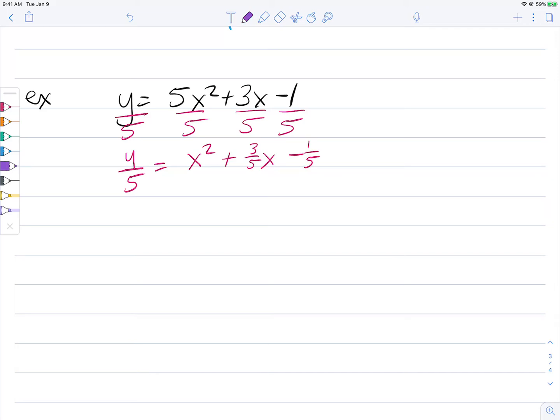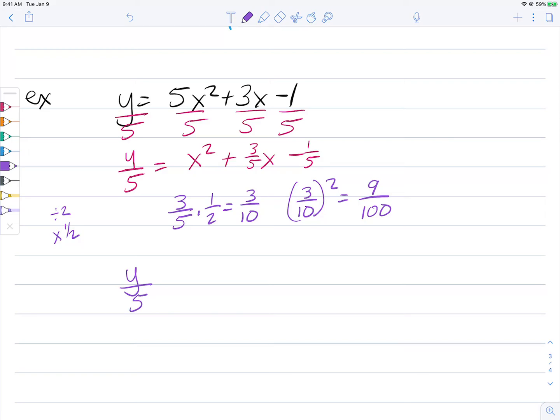Now I'm going to take my coefficient of x, which is 3/5, and I'm going to divide it by 2. Remember what we said in completing the square: dividing by 2 and multiplying by 1/2 are the same thing. So I'm actually going to multiply it by 1/2 because it makes it easier for my fractions. So that would be 3/10. Multiply numerators, multiply denominators. Then I'm going to take my 3/10 and square it. 3 times 3 is 9. 10 times 10 is 100. So this is the number that I'm going to add and subtract to my different terms.